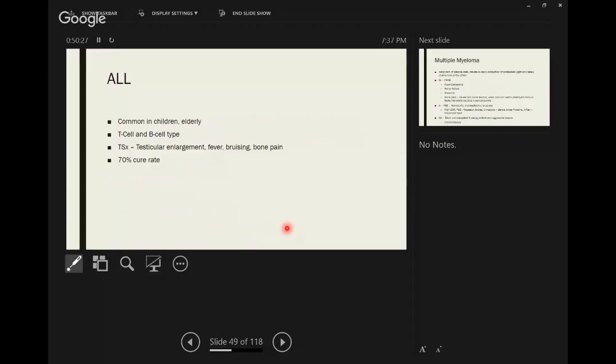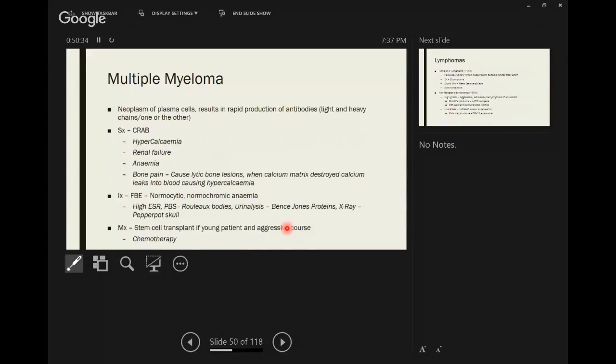70% cure rate in children. It's a lot less in elderly. That's all you need to know about. It's buzzwordy. It's not really talked about with Monash. Multiple myeloma is super interesting.